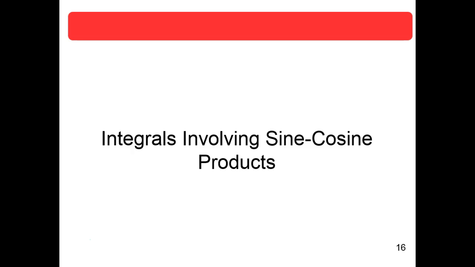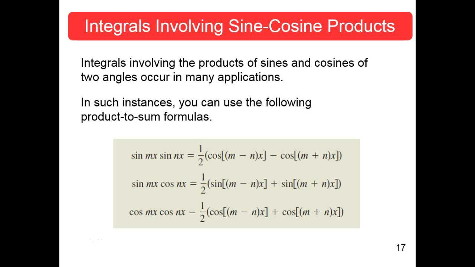Integrals involving sine, cosine products. I thought that's what we were doing. Except that what they're saying here is we're using sines of multiple angles and cosines of multiple angles. Integrals involving the products of sines and cosines of two different angles occur in many applications. In such cases, you can use the following product to sum formulas. I remember doing these in trig and saying, yuck, when am I ever going to need those. Well, here we are needing them.